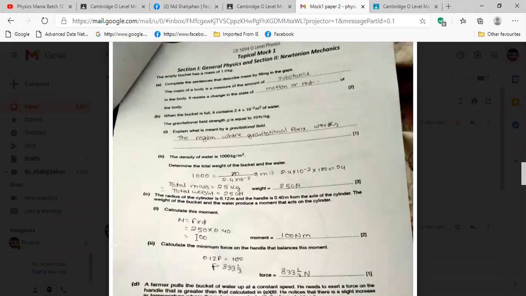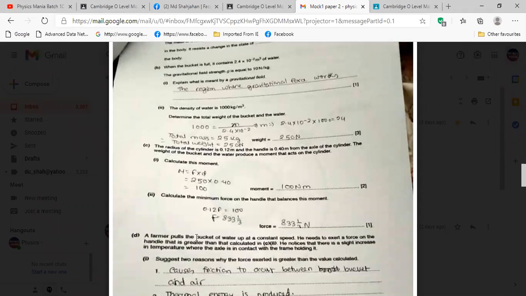So you got here 250 Newton. Here you got 100 Newton meter. You got here 100 Newton meter. Then you got here 250 multiplied by 0.40, right? Yes, sir. So should you take 0.40 or 0.1?